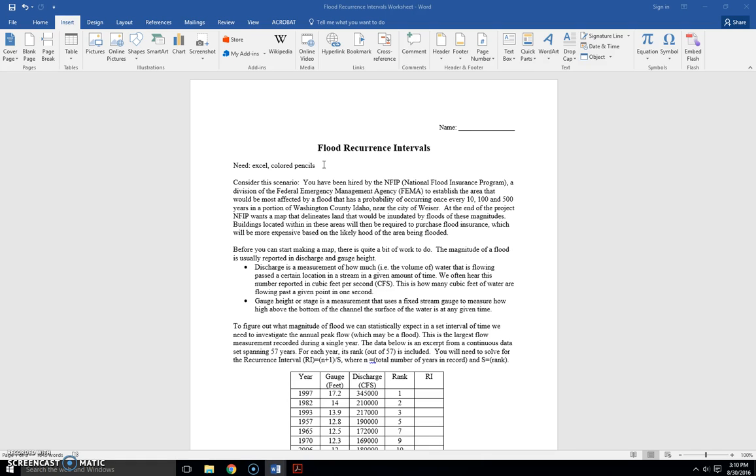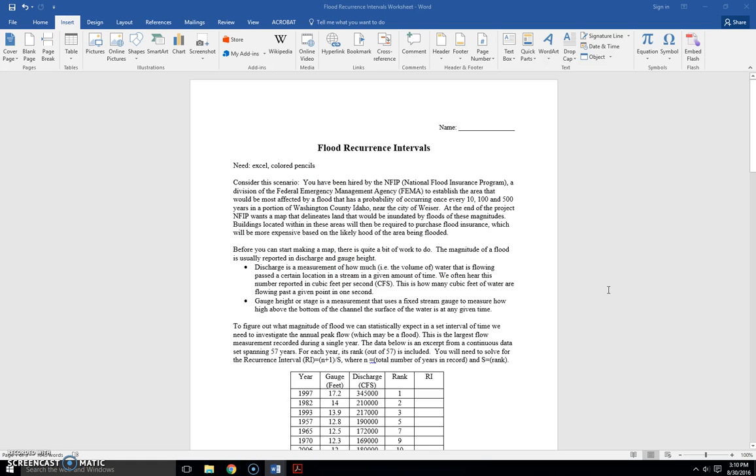At the end of the project, NFIP wants a map that delineates land that would be inundated by floods of these magnitudes. Buildings located within these areas will then be required to purchase flood insurance, which will be more expensive based on the likelihood of the area being flooded. Before you can start making a map, there is quite a bit of work to do.